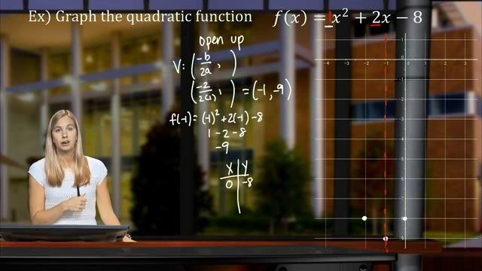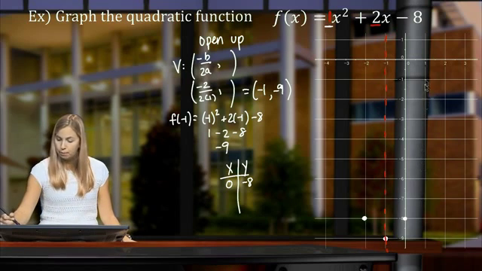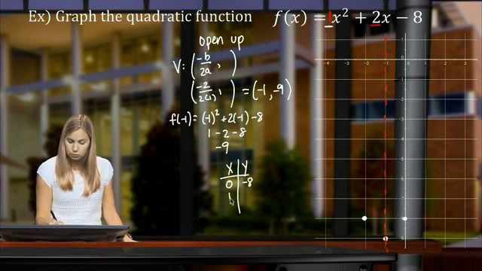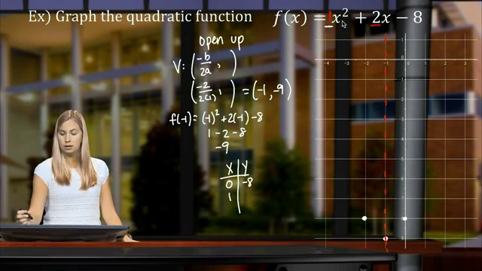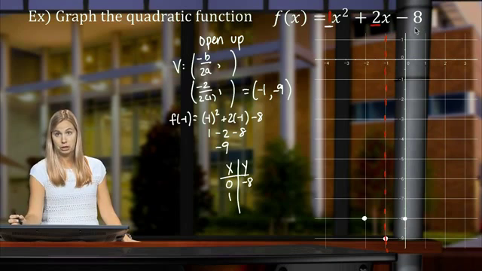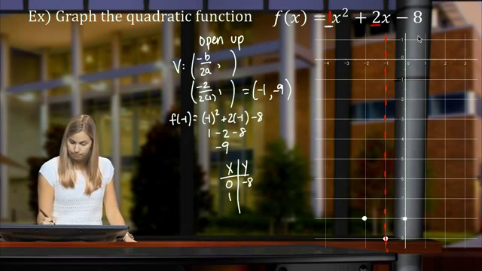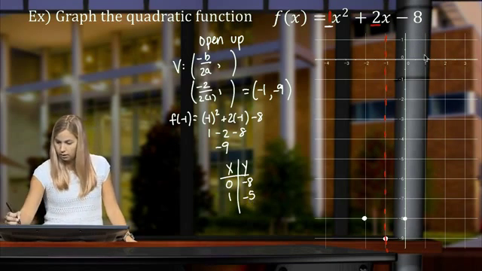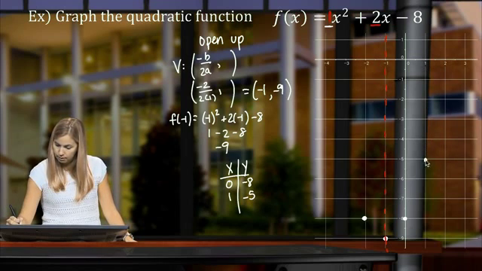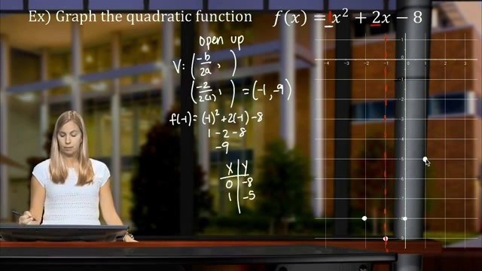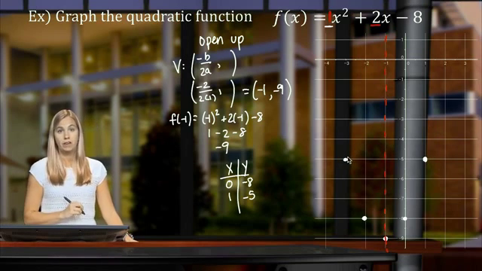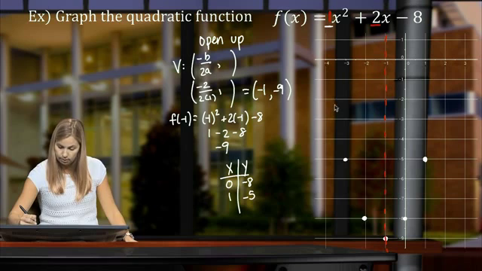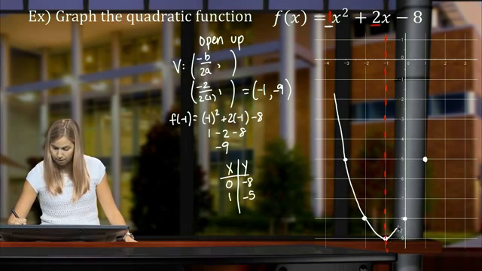Now I need to plug in another x value. So staying with positive numbers, I'm next going to plug in x equals 1. When I plug in x equals 1, I get 1 plus 2 is 3, minus 8 is negative 5. So I have a point at (1, -5). And again, reflecting this point about the axis of symmetry, I get my fifth and final point. And then I can connect those to graph my parabola.